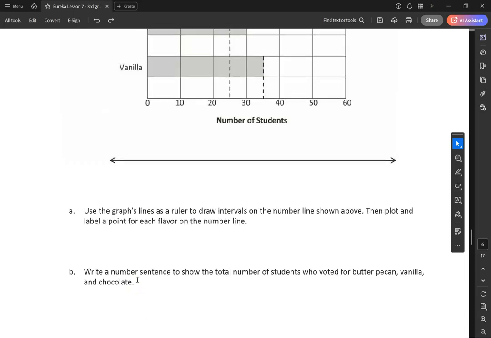A says, use the graph lines as a ruler. Okay, A is just labeling everything. B says, write the number sentence to show the total number of students who voted for butter pecan, vanilla, and chocolate. Total number of students who voted for butter pecan, vanilla, and chocolate. Now, when you finish this, make sure your name and the date is on both of your exit tickets.